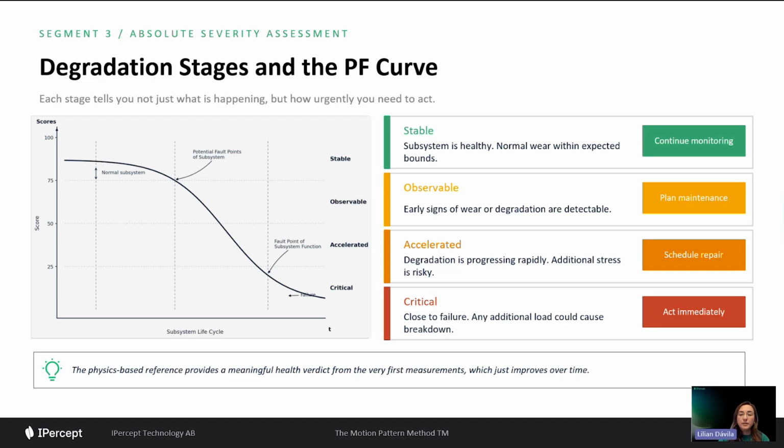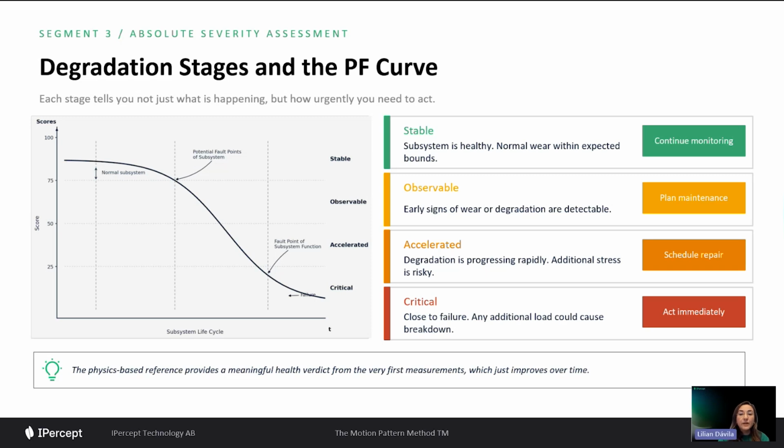After this, we have the observable stage. We have early signs of wear that are detectable and the pattern can be traced, but it's not at a concerning scale. Here we can plan maintenance when it makes sense. The accelerated stage then is when the degradation is progressing. You're in the steep part of the curve, so this one, and any additional stress in the machine, can be risky. It is worth scheduling the maintenance during the next window.